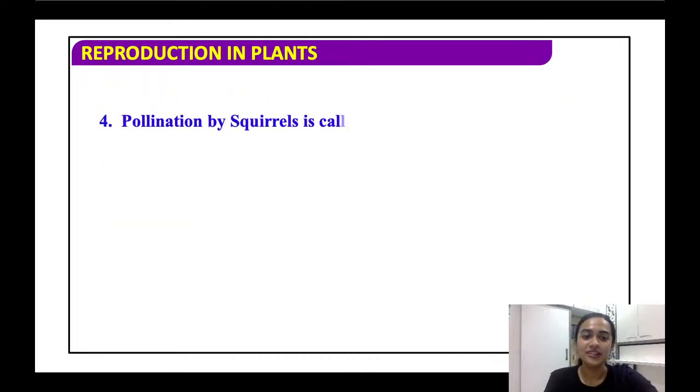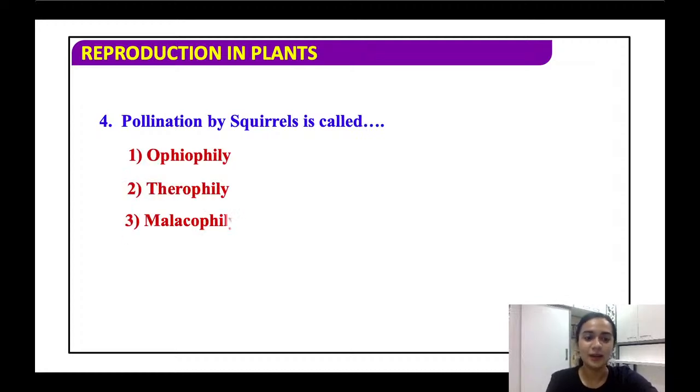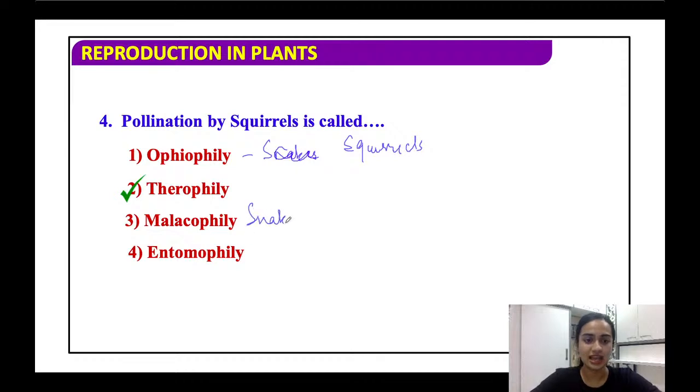Moving forward, pollination by squirrels is called: ophiophily, therophily, malacophily, or entomophily. Alright, so the answer is therophily. Ophiophily is related to snakes. Let me write it down for you so that you can remember. Snakes. Sorry. Ophiophily is related to snakes, malacophily is related to snails and entomophily is related to insects. So the correct answer is therophily.